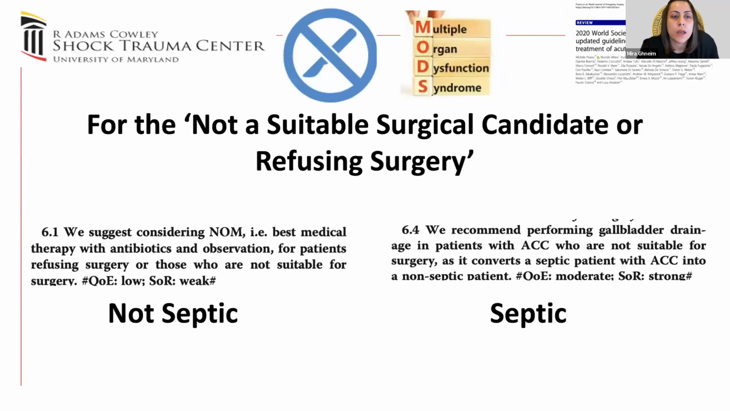In terms of the patients who were not suitable surgical candidates or patients who are refusing surgery, the options are basically based on how sick a patient is. If they're not septic, then non-operative management with antibiotics is sufficient for acute cholecystitis. If they are septic and the sepsis is from the gallbladder itself, then you could potentially drain them. The recommendation is to drain them with a perc chole tube.